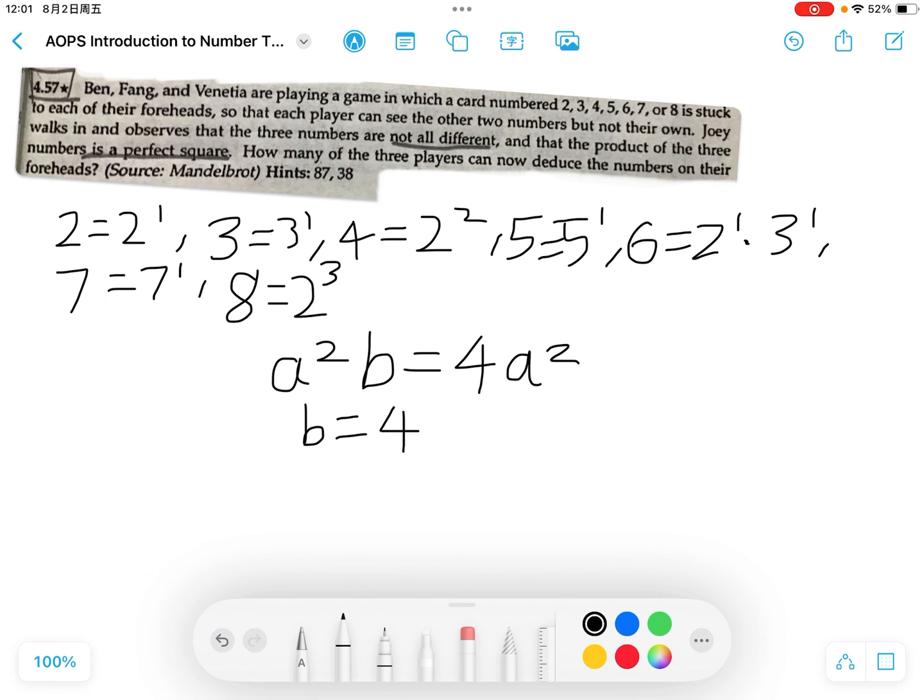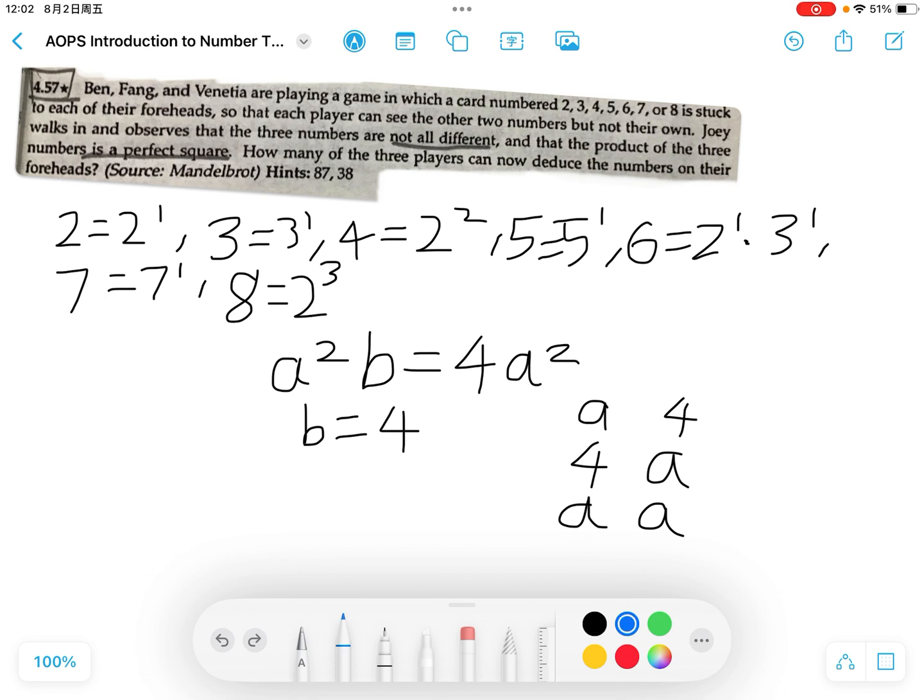Now the question asks how many of the three players can now deduce the numbers on their foreheads after the clues we've given. Let's pretend that we're a random player. We see the other two numbers on their foreheads. If one is a and one is 4, we know our number is also a. So we can deduce our number if we see a and 4. If we see 4 and a, we can also deduce that our number is a, because one number is 4, the perfect square, and the other two must form a squared. If we see a and a, then these two numbers form a perfect square. We need another perfect square, so we know that our number is going to be 4.